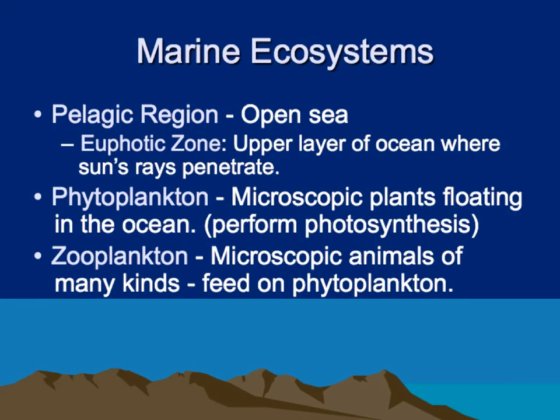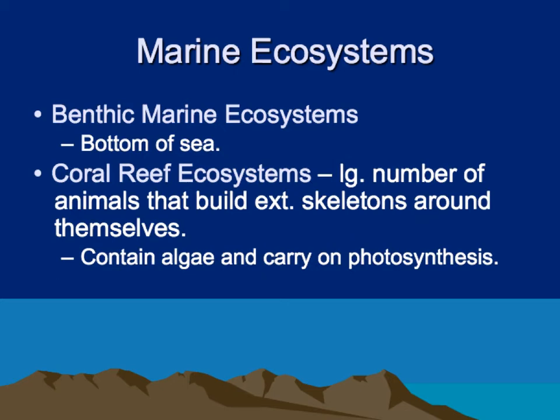When we're talking about marine ecosystems, we have three key factors. We have the euphotic zone, which is the upper layer of the ocean where the sun's rays penetrate. We have phytoplankton, which are microscopic plants floating in the ocean, and they perform photosynthesis, creating dissolved oxygen. And then zooplankton, which are microscopic animals of many kinds that feed on the phytoplankton. Also with marine ecosystems, we have the various layers.